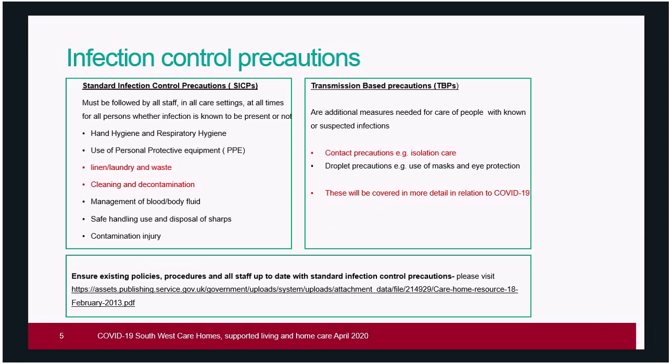This slide summarises infection control precautions. So the standard infection control precautions are the measures that you need to take to prevent the spread of infections from person to person by protecting staff from blood and body fluids, but also to stop the transmission of microorganisms even when an infection is not present, for example, from the germs that we all have naturally on our skin or those found in the environment. Standard infection control precautions must be followed by all staff in all care settings and at all times for all people, whether infection is known to be present or not.